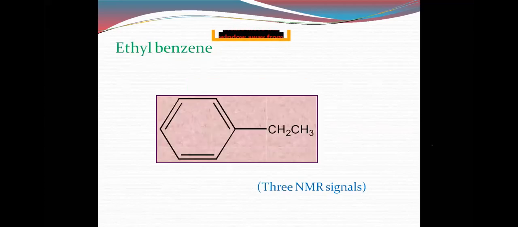This is ethyl benzene. Students, I think you can answer now. Three. Are you getting me? Because benzene has five protons, and the five protons have a similar chemical environment. So one signal from the five protons, another signal from the methylene CH2 group, and another from the methyl CH3 group. So three types of protons, and three signals.